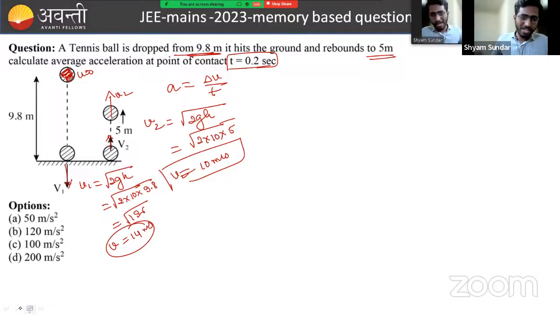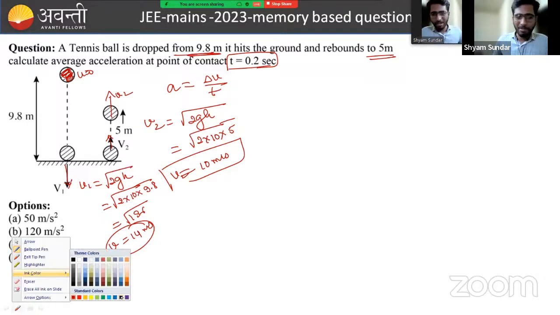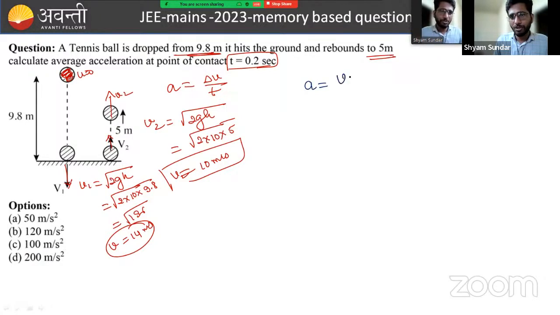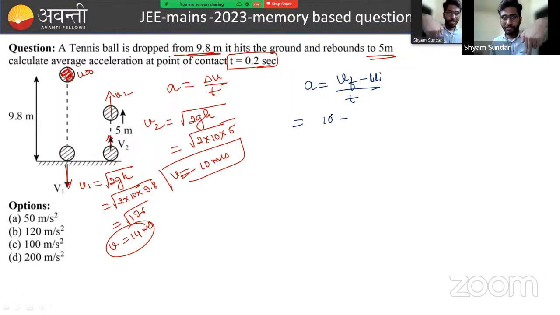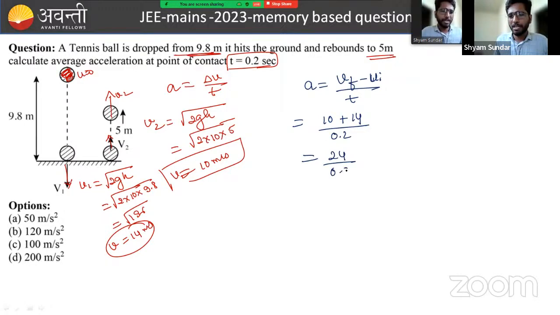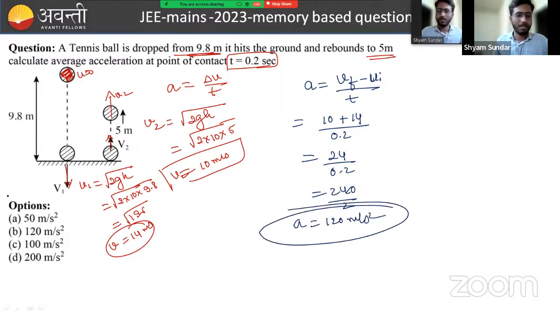And we are writing here change in velocity can be written as final velocity minus initial velocity. Acceleration is equal to final velocity minus initial velocity divided by time taken. Final velocity in upward direction, j cap, means we can write here 10 minus of downward velocity, initial one. We have to take this one as a minus with respect to the final, hence it will become plus 14 divided by time, which will be 0.2 second. It is nothing but 24 divided by 0.2. It is nothing but 240 divided by 2. Acceleration will be equal to 120 meter per second square.